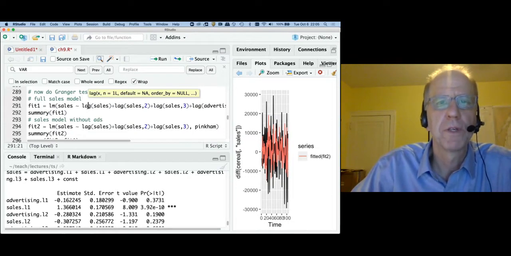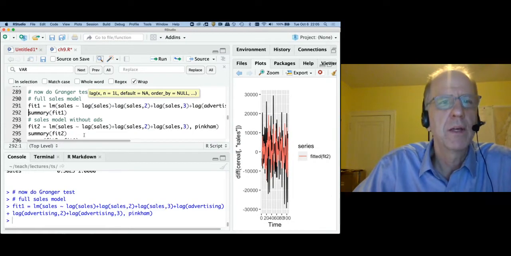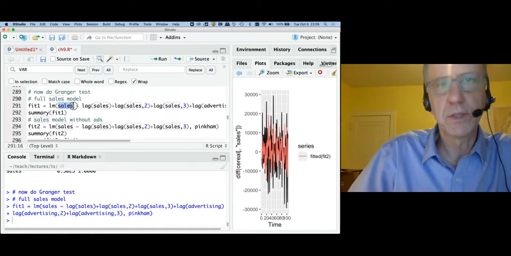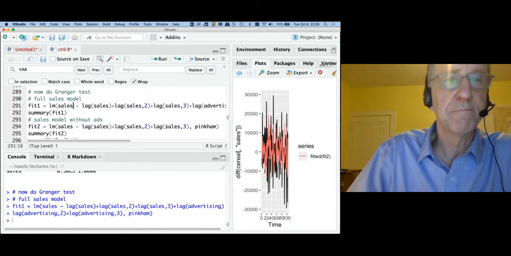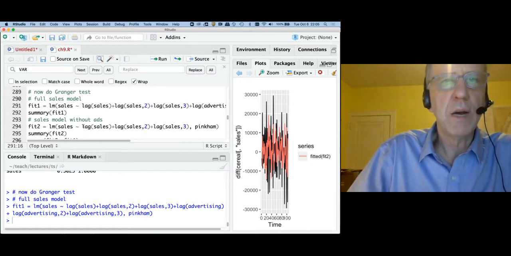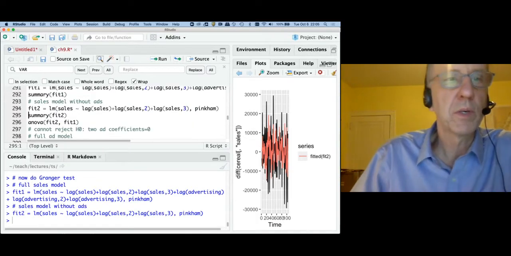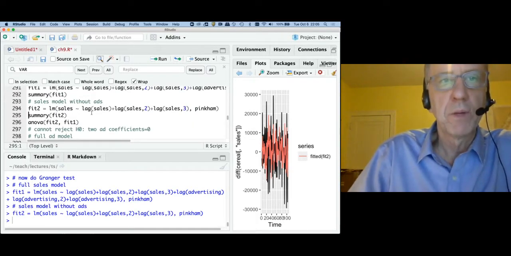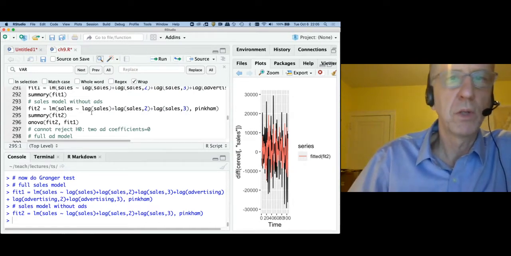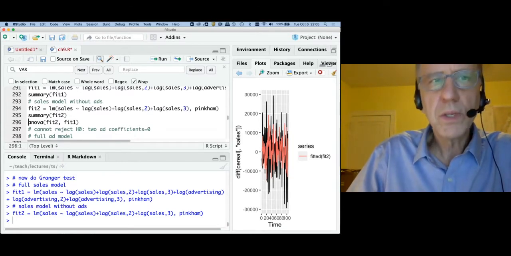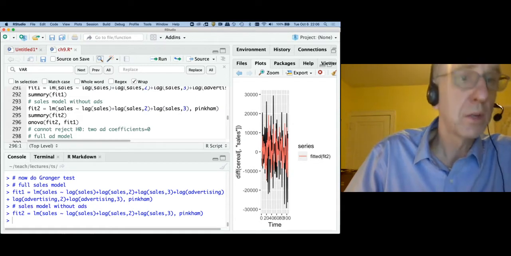So I'm going to fit the full model, and what I'm doing here is I've got sales as the dependent variable instead of advertising. So now I've dropped advertising from the model. Back in machine learning, we called this the reduced model, which is how does sales alone, without advertising, affect sales? We can do the test using the ANOVA command.